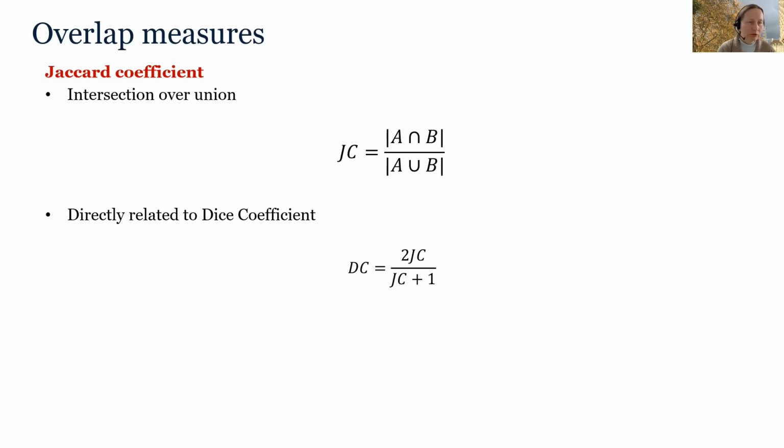The Dice coefficient is not the only overlap measure that we use. Another quite common one is called the Jaccard coefficient, and this is calculated as the intersection over the union of the segmentations. The Jaccard coefficient is directly related to the Dice coefficient using this equation, so it actually doesn't give us any new information compared to Dice.